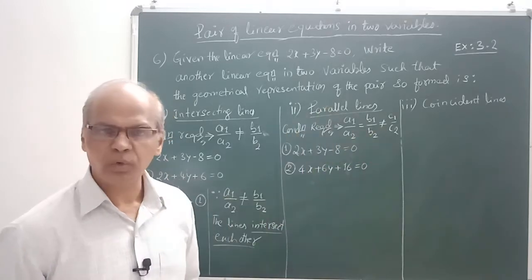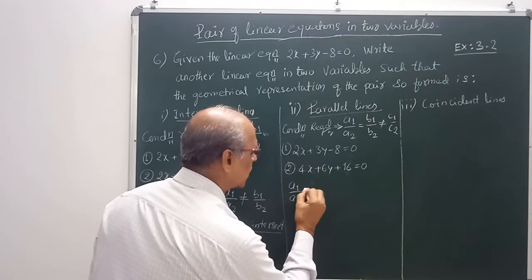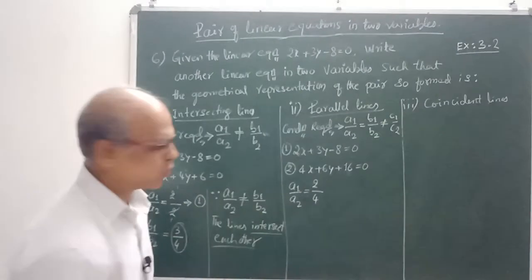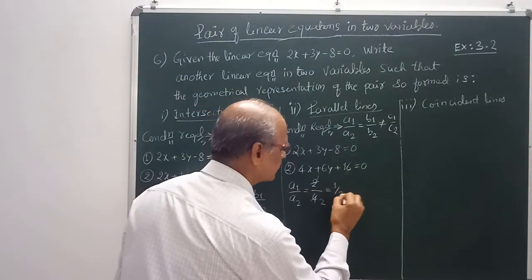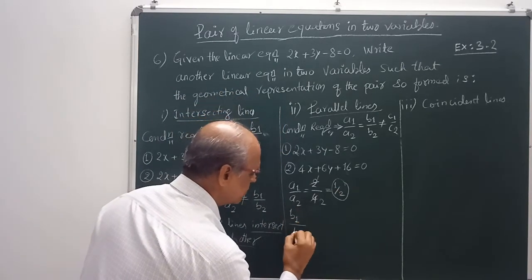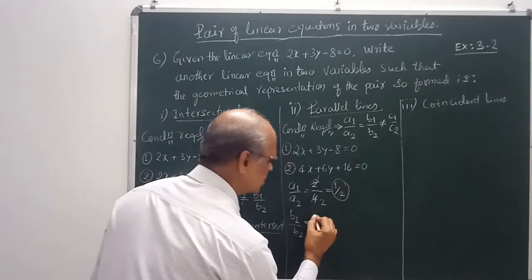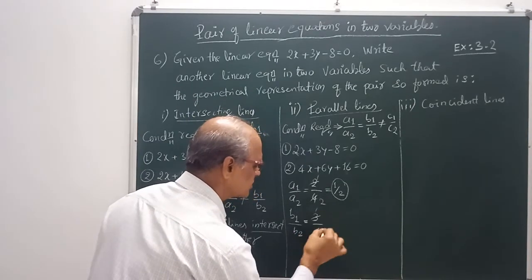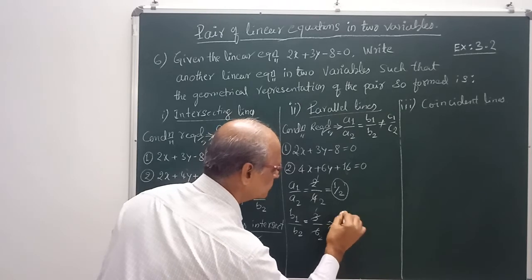That means it should not be equal to, let us check it out. A1 by A2 is equal to, that is A1 is 2, A2 is 4. 2 ones are, 2 twos are 4. What is this? Half. Okay. What is B1 by B2? B1 by B2 is equal to B1, that is 3 here, upon B2 which is 6 here. 3 ones are, 3 twos are 6. What is your answer? Half.